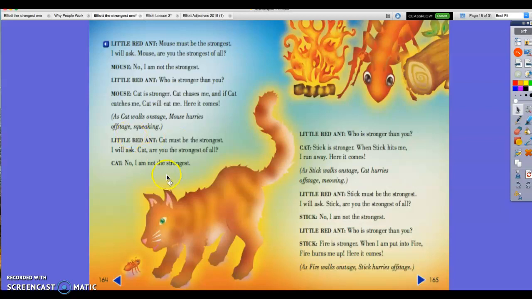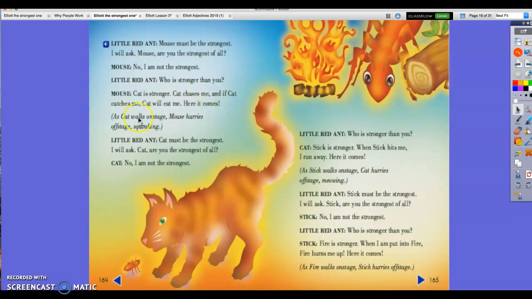All right, so now that you have your reading book and you're turned to page 164, I'm going to read aloud the first page and then you'll read the next page. Mouse must be strongest. I will ask, Mouse, are you the strongest of all? Mouse, no, I'm not the strongest. Who is stronger than you? Cat is stronger. Cat chases me, and if Cat catches me, Cat will eat me.